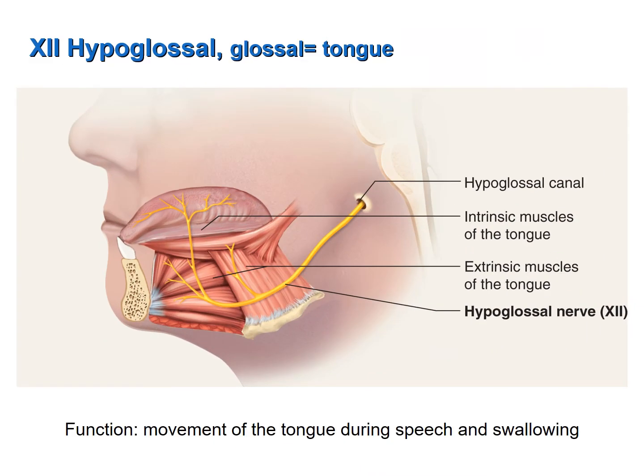Our final cranial nerve is number 12, the hypoglossal nerve. Glossal referring to tongue, hypo meaning below, of course. This is a motor-only nerve. It controls the movement of the tongue during speech and swallowing.